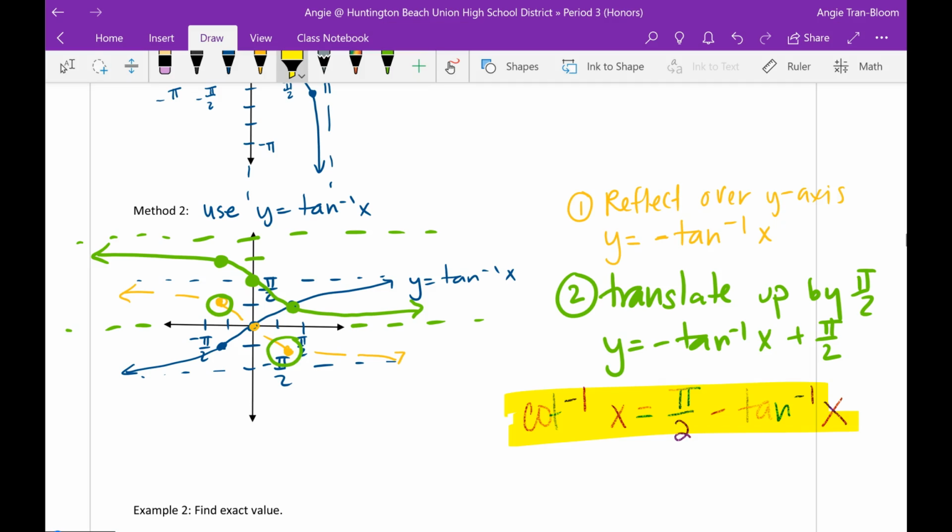What's the restriction for sine inverse? Quadrants 1 and 4. What's the restriction for cosecant inverse? Are they the same restriction? Yes, I don't need to worry about anything else. Okay, it's the same as the cosine and secant.